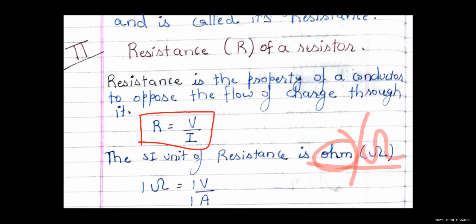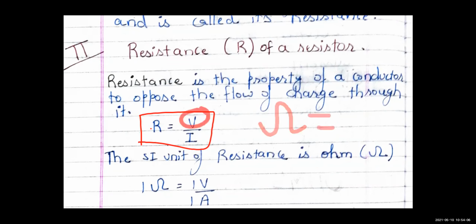Right? This is the symbol for ohm. Now, children, we know the unit of resistance is ohm, right? The unit of voltage, potential difference, is volt, and the unit for current is ampere, A. So if I want to define 1 ohm, the potential difference has to be 1 volt and the current flowing through the conductor has to be 1 ampere.